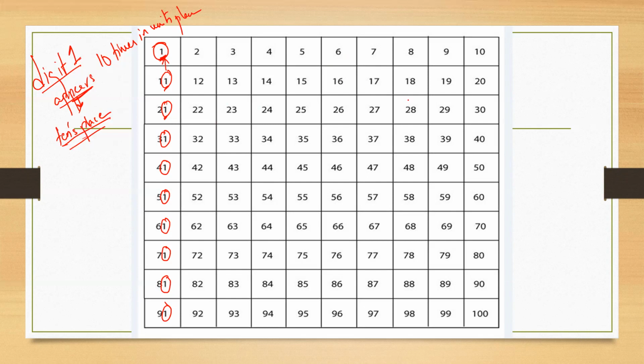So here it is again 10. The reason is, we are talking about the digit 1 appearing in the tens place. So this is 1. Let me change the color. This is that 1, this is your second one, third one, fourth one, fifth one, sixth one, seventh one, eighth one, ninth one, and the 10th one. So here it appears 10 times.